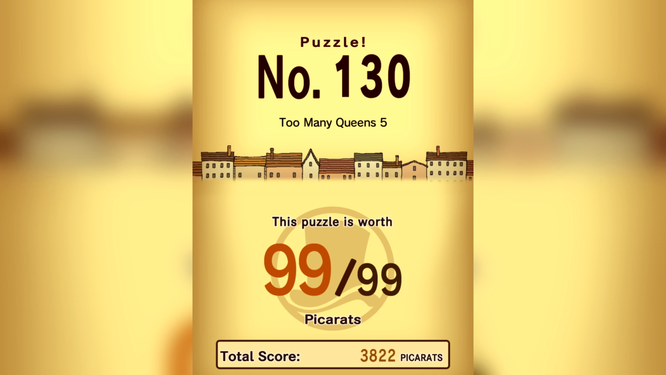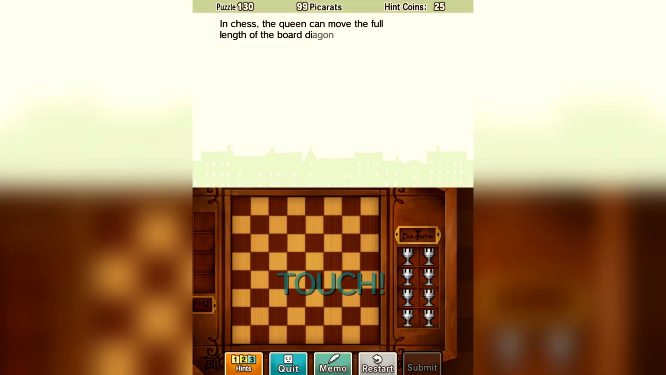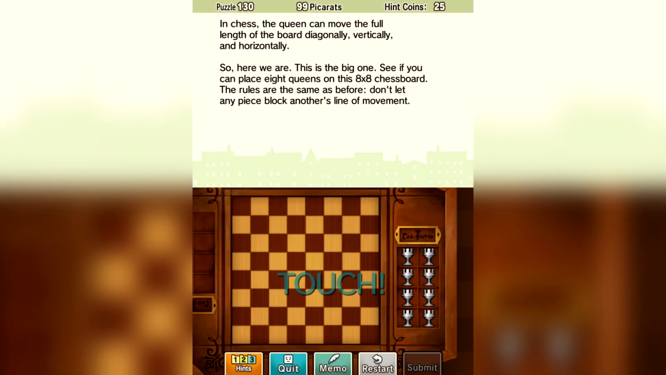Oh, 99 out of 99. Oh, God. In chess, the queen can move the full length of the board diagonally, vertically, and horizontally. So, here we are. This is the big one. See if you can place 8 queens on the 8x8 chessboard. The rules are the same as before. Don't let any piece block another line of movement. Yeah, this was a pain. This was a real pain in the rear end to do.